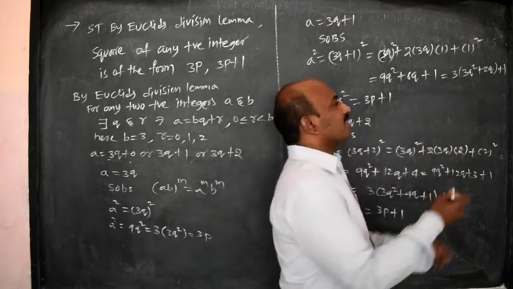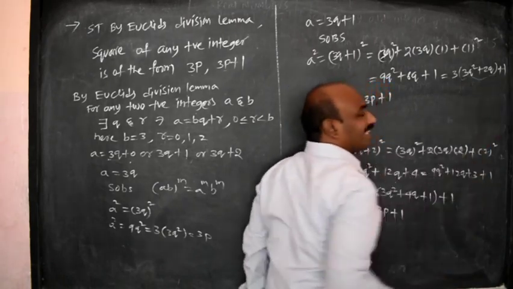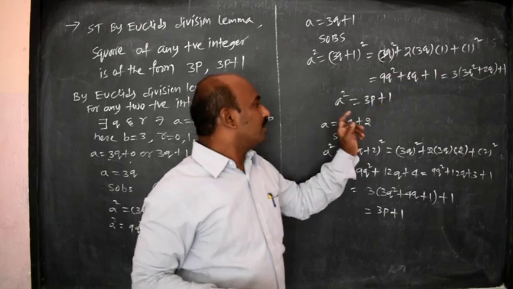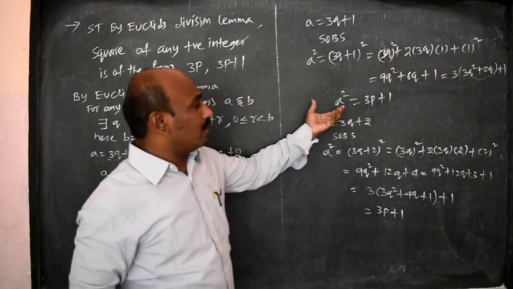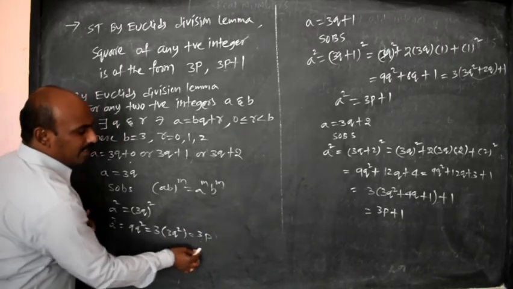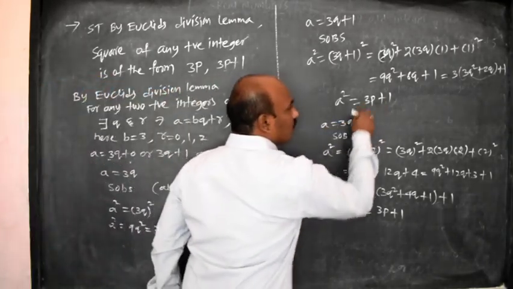Then we take this whole thing as p. Then we can write a square equal to 3p plus 1. Most of them will stop here only. Why? Because they think that 3p and 3p plus 1 are the squares of the number.